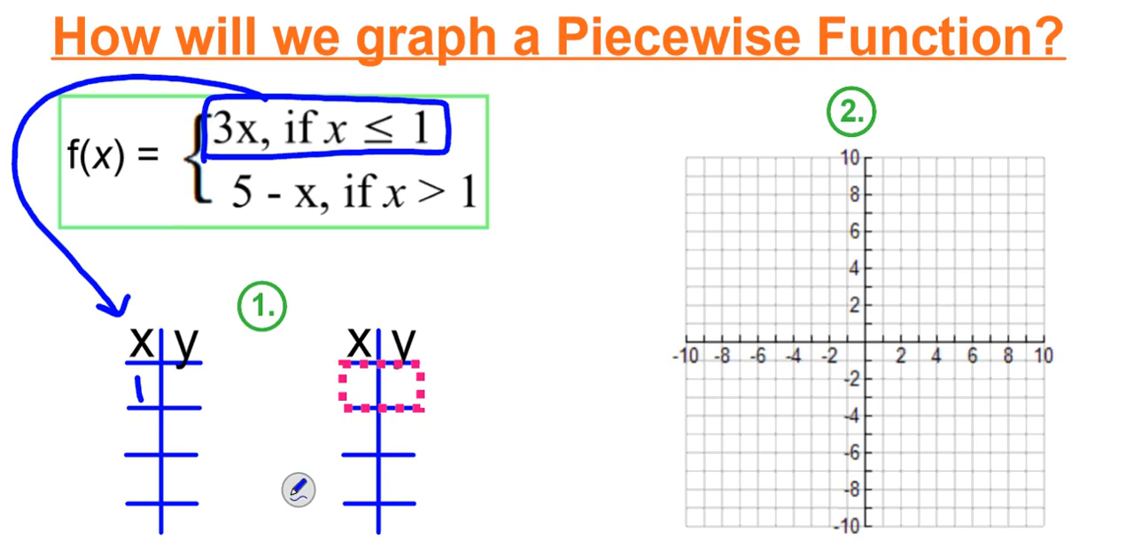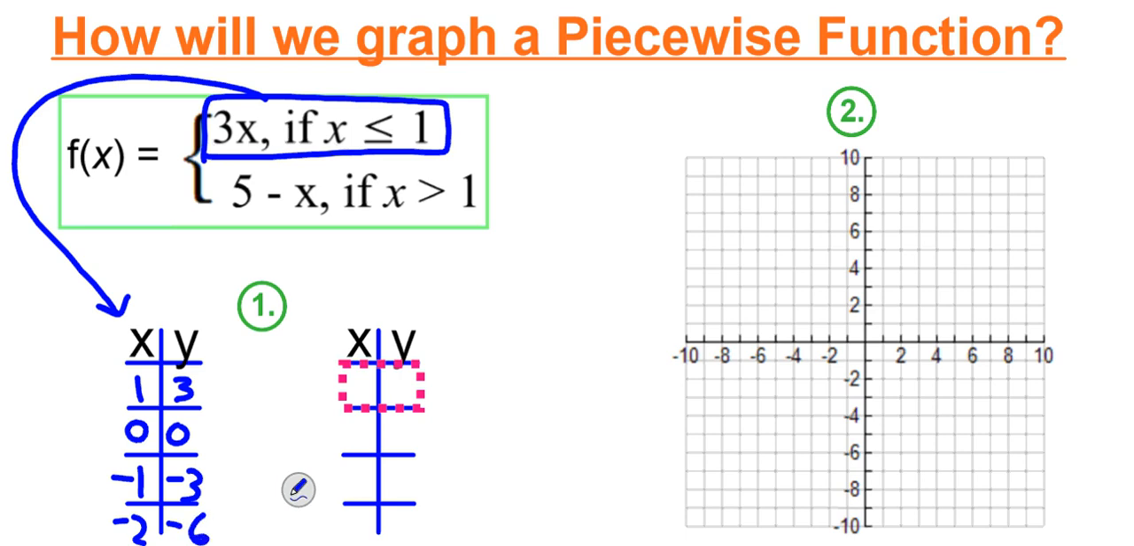When x is 1, the value is 3 times 1, which is 3. Now, I can't put a 2 here. X has to be less than or equal to 1. I could put a 0 here. When x is 0, y is 0, right? Because 0 times 3 is 0. X can be equal to -1. 3 times -1 is -3, et cetera. Let's do one more. X equal to -2. That's going to be a -6.